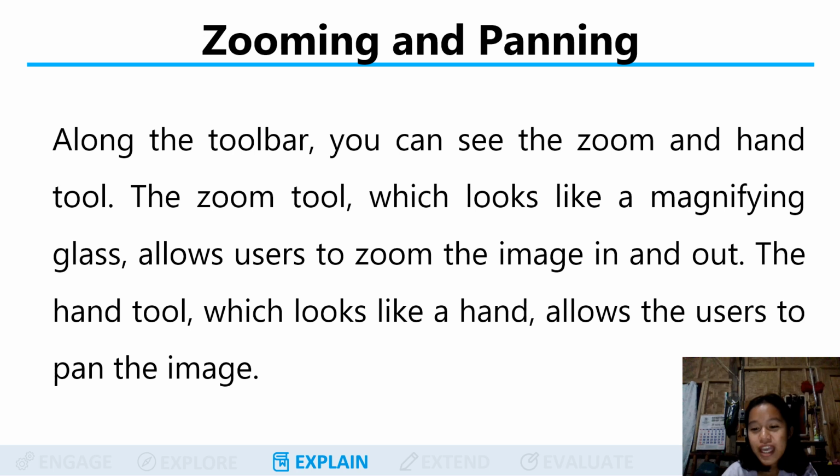Next is zooming and panning. So along the toolbar, you can see the zoom and hand tool. The zoom tool, which looks like a magnifying glass, allows users to zoom the image in and out. The hand tool, which looks like a hand, allows the users to pan the image. So when we say pan, you can move the image horizontally or vertically. So you can control which part of the image to move.